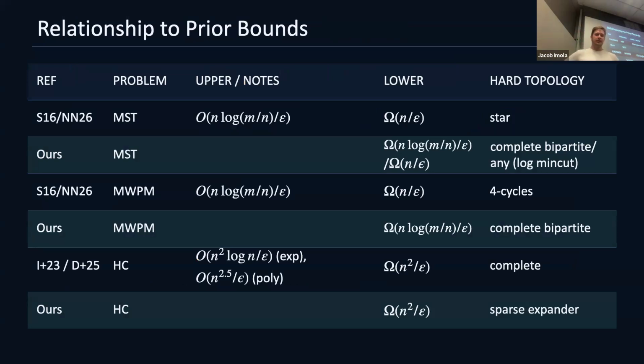Okay, so this is now a summary of our contributions. New lower bounds for minimum spanning tree, minimum weight perfect matching, hierarchical clustering. They show complete tightness for hard topologies. And then they also generalized, not completely, but somewhat to classes of sparse graphs, such as any graph with a log min cut or sparse expanders.